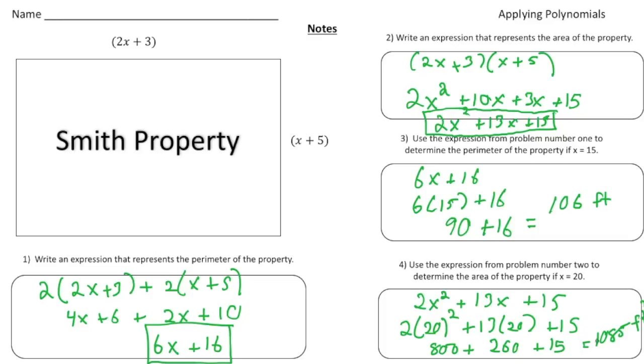And there it is. All right, so I want you to pause the video and try the problems on the next page. And then when you're done, hit play. You can see how you did. All right, good luck.